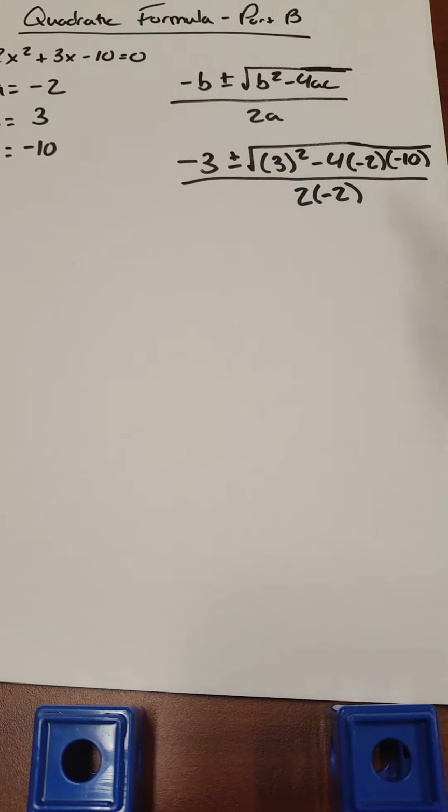Okay, hit the pause button again. I want you to simplify everything on the bottom and everything under the radical. Do not actually simplify the radical, just simplify the stuff underneath. So hit pause and do that.